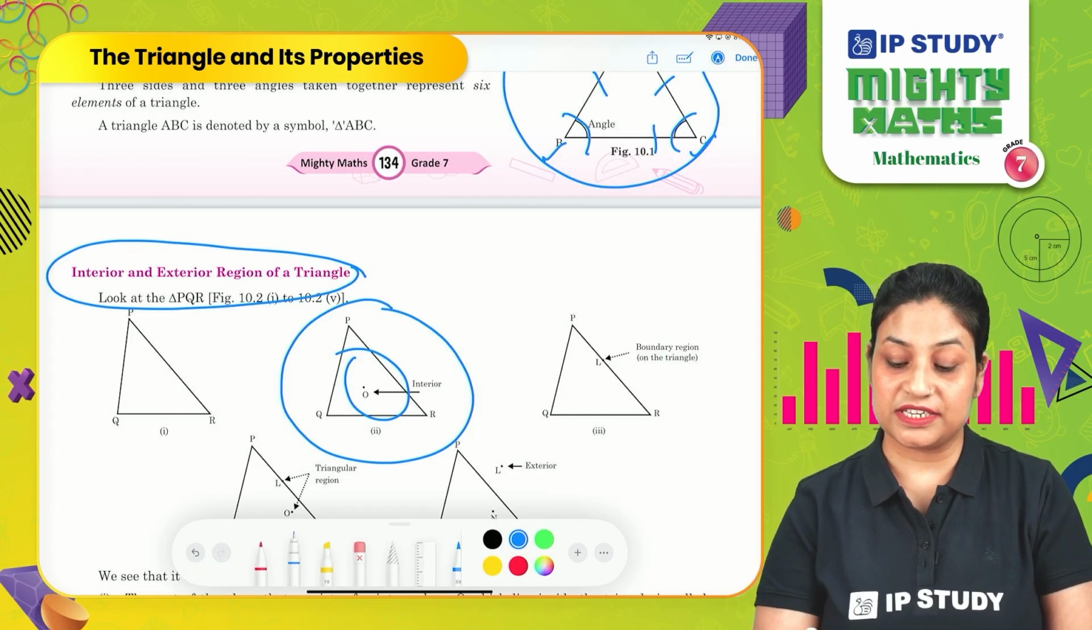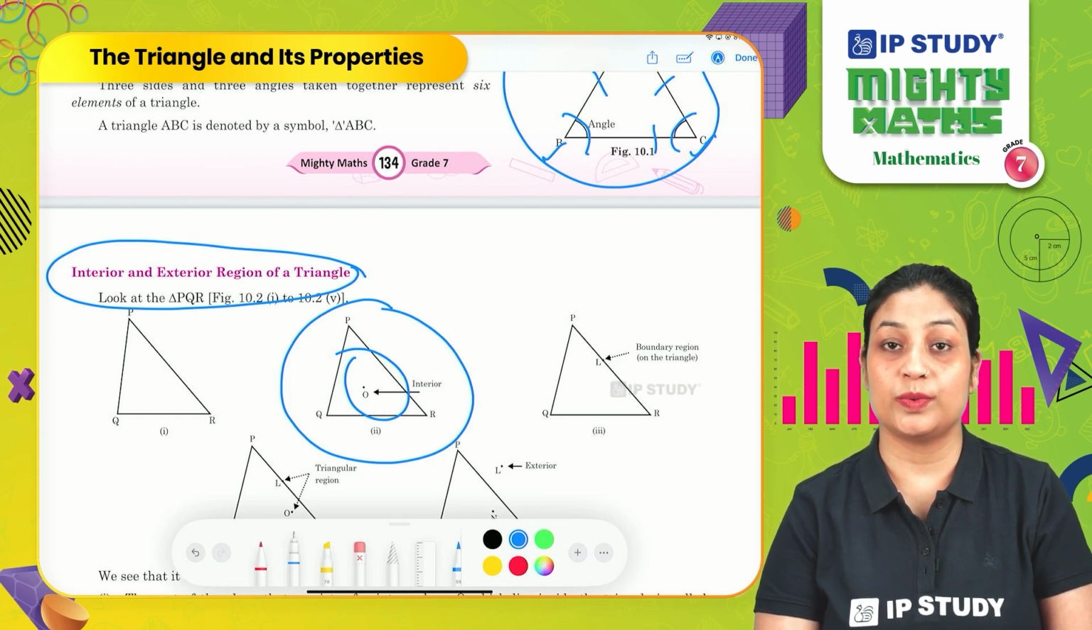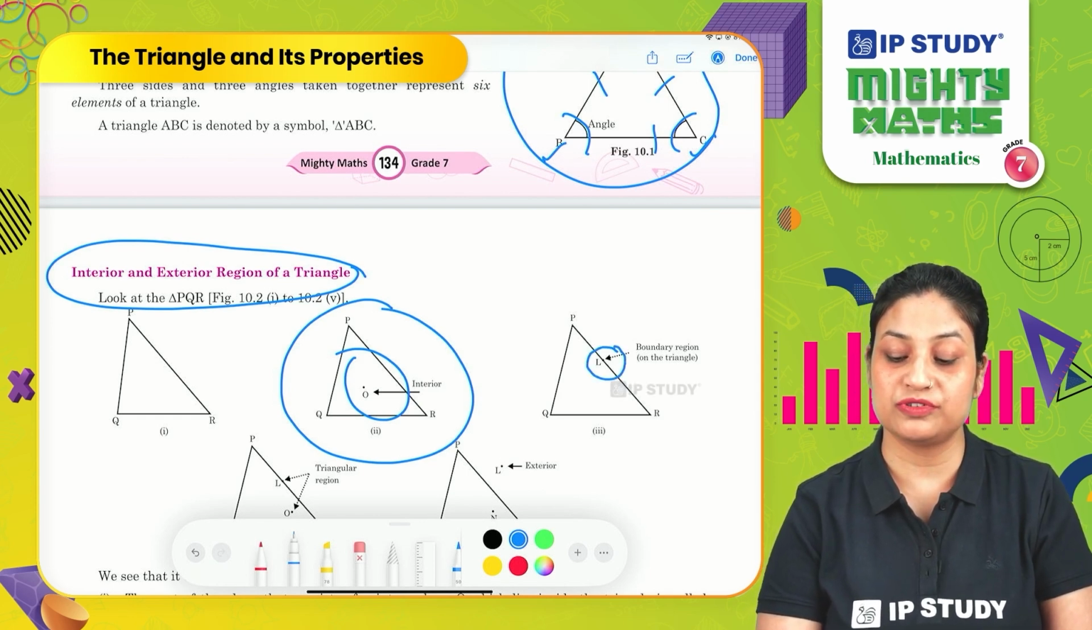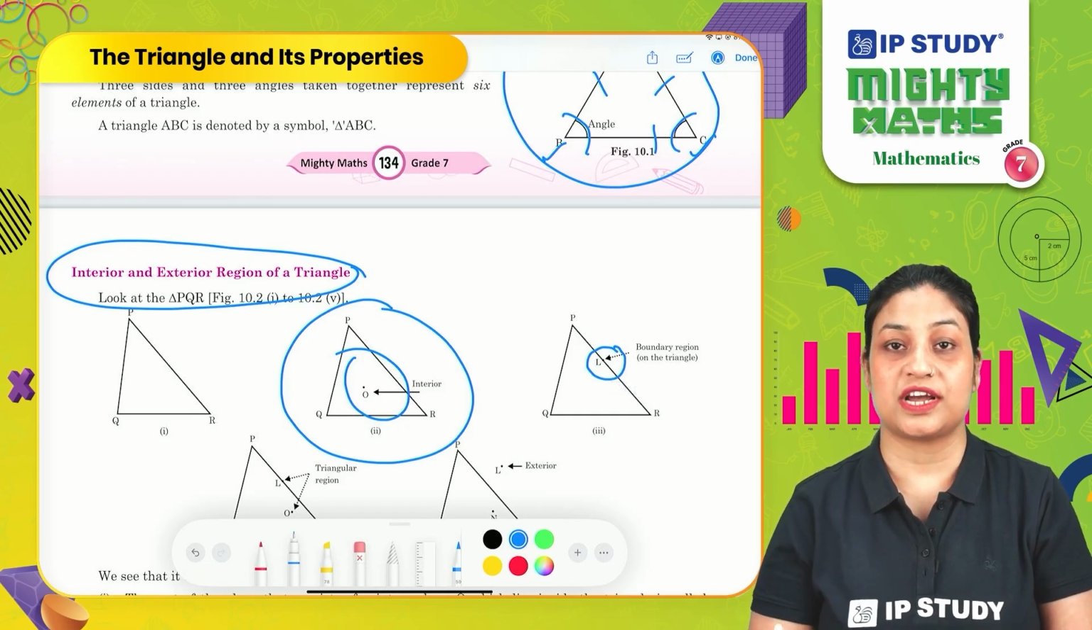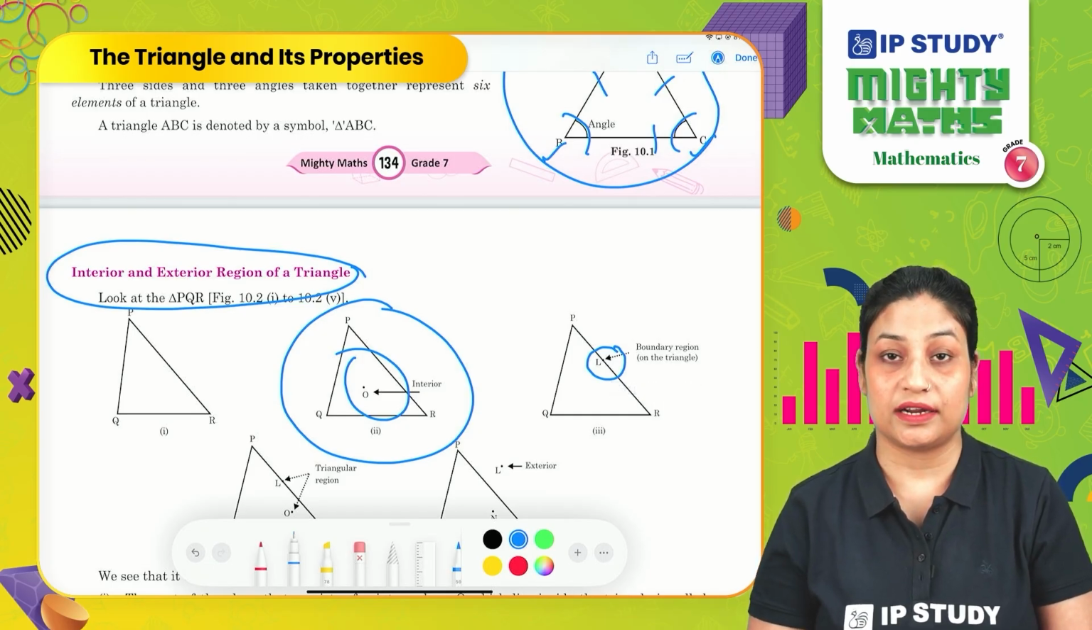Now, let me take another example. Let's take a point L. It is not in the exterior part, it is not in the interior part of the triangle. Where it is on the boundary. It is on the triangle PQR, on the side PR, right?